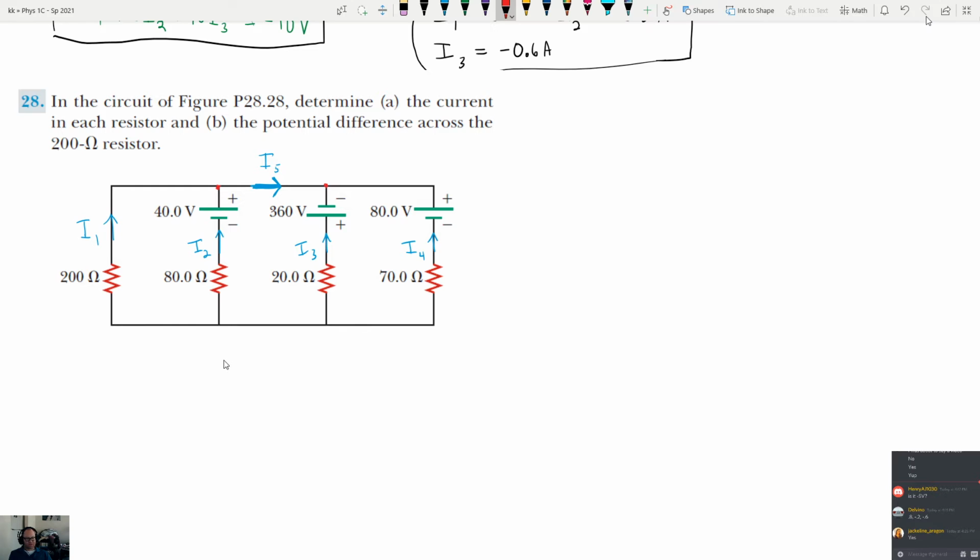How many loops can we draw in this picture? 1, 2, 3, 4, 5, 6. There's actually 6 loops that you can draw, because you can draw a loop that just takes up 2 of these. That would be 1. This would be 1. And then you have 1, 2, 3, and then the outside. So that's a total of 6. Can you use all 6? Absolutely not. You only have 4 unknowns. So choose whatever loops you want.